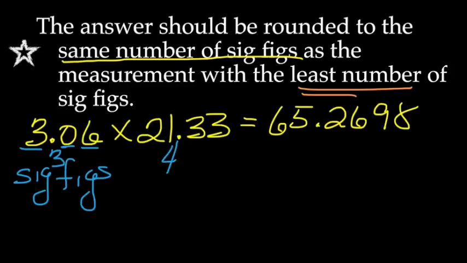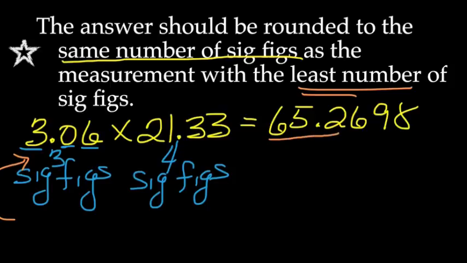I say 4 sig figs because they are all non-zero digits and all non-zero digits are significant. All right, so now we know the number of sig figs in the original problem, 3 and 4. So how many sig figs should the answer have? Well, the answer should be rounded to the same number of sig figs as the measurement with the least number of sig figs. That means our answer should have 3 sig figs, which means we're going to keep the first 3 numbers, which means we've got to do some rounding.